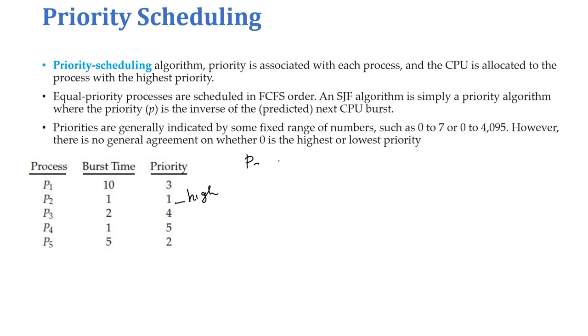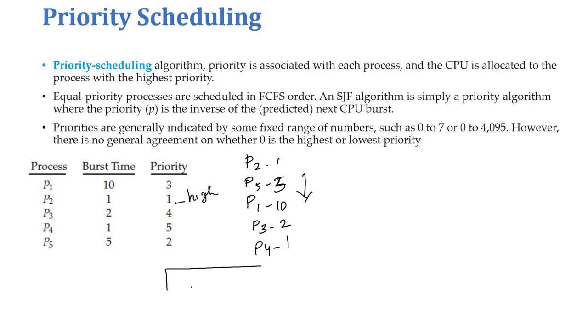So P2 will execute first with its burst time, and then process P5, its burst time is 5 and priority is 2, and then P1 will execute, the burst time is 10, then P3, burst time 2, and then finally P4, the burst time is 1. In this order the processes are going to execute.